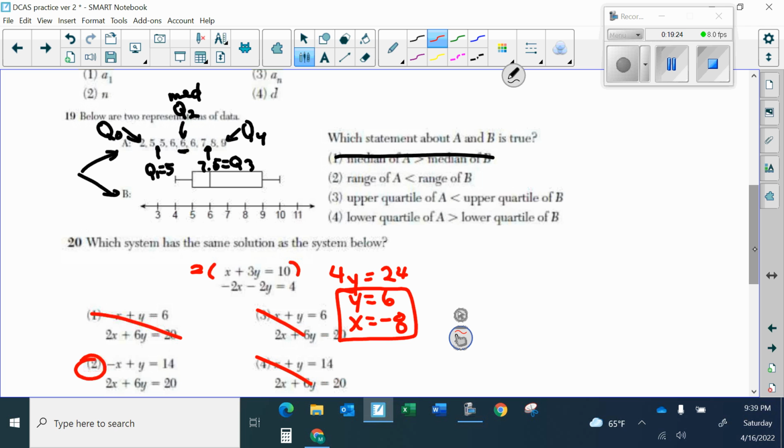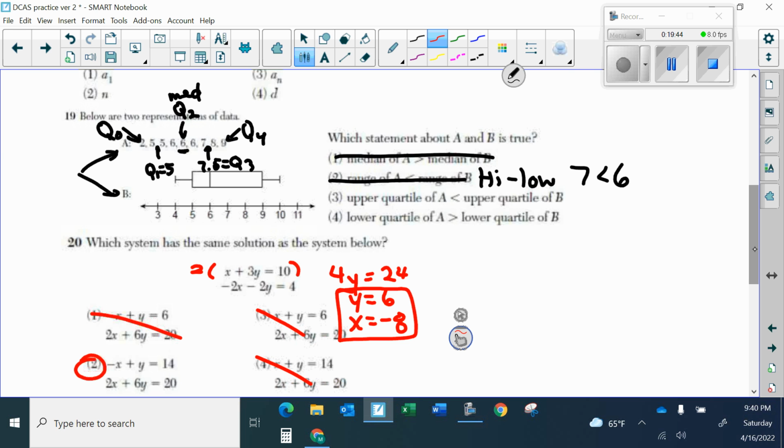The range, remember range means high minus low. The range of A is 9 minus 2, which is 7. Is 7 less than the range of B, which is 10 minus 4, which is 6? Is 7 less than 6? No. The upper quartile.